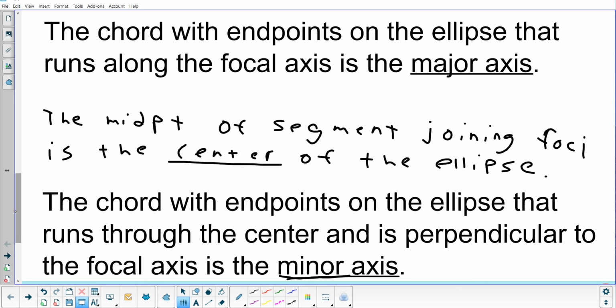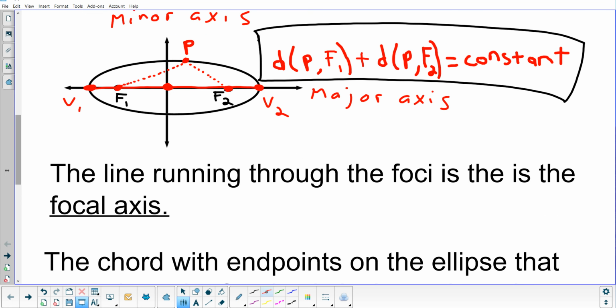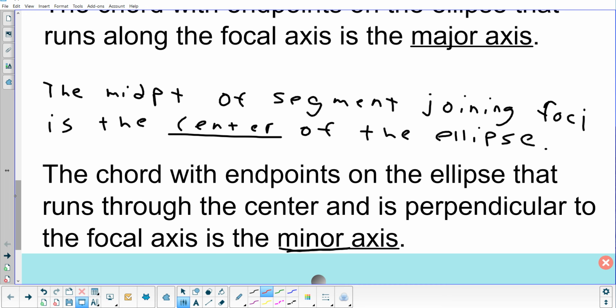So the major axis is the part of the focal axis that goes through the ellipse the long way. The minor axis is the part of the axis that goes through the ellipse the short way. So I go back up. This is technically the minor axis. It's basically the width of the ellipse. The minor axis and major axis are always perpendicular to each other, and they both go through the center.